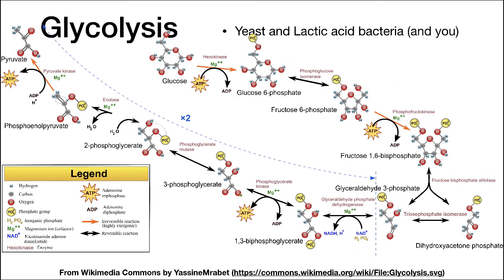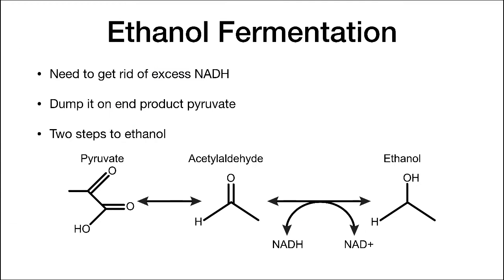We also have a problem. We need to regenerate the NAD to continue to run the reaction. How do we oxidize the NADH that's made? Excess NADH is the big problem for organisms that do fermentations. The solution here is to dispose of the electrons on NADH by dumping them onto something downstream of pyruvate.